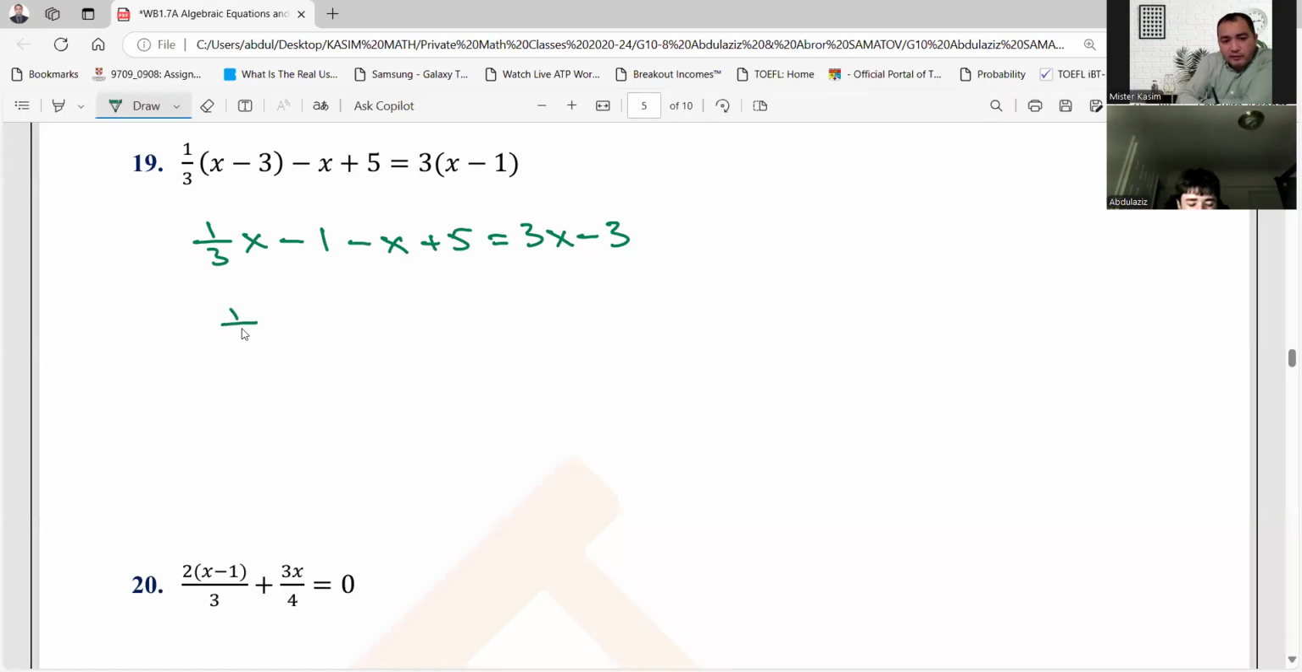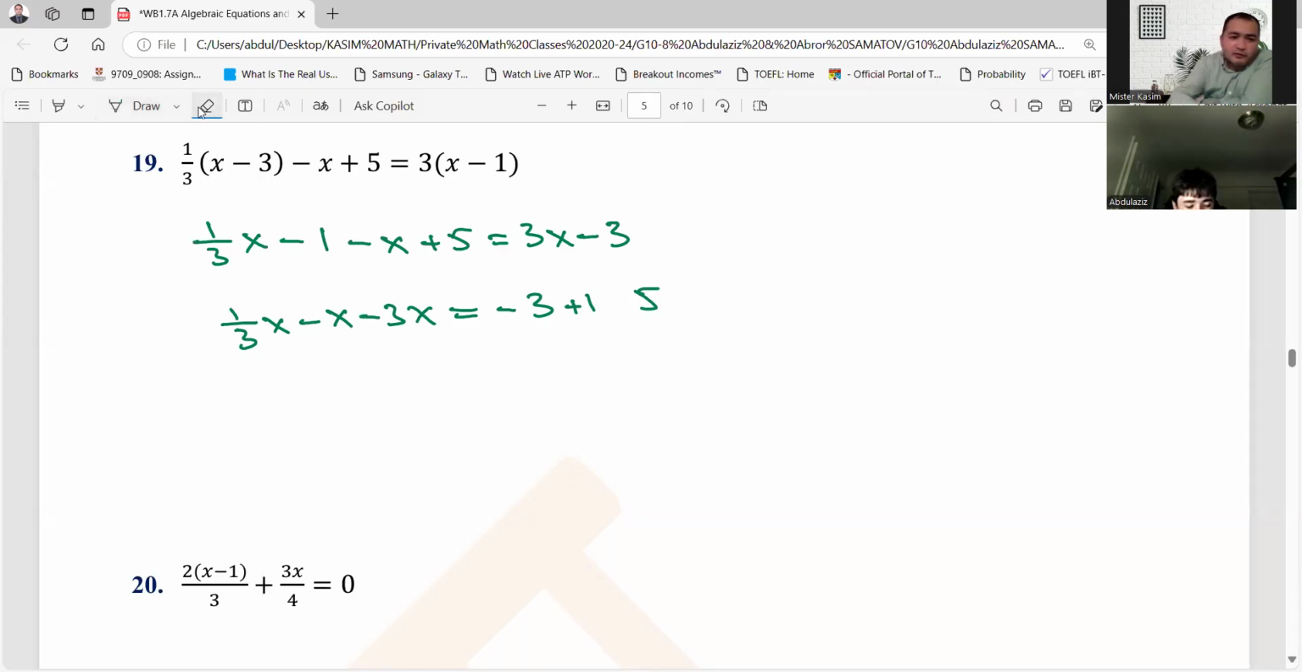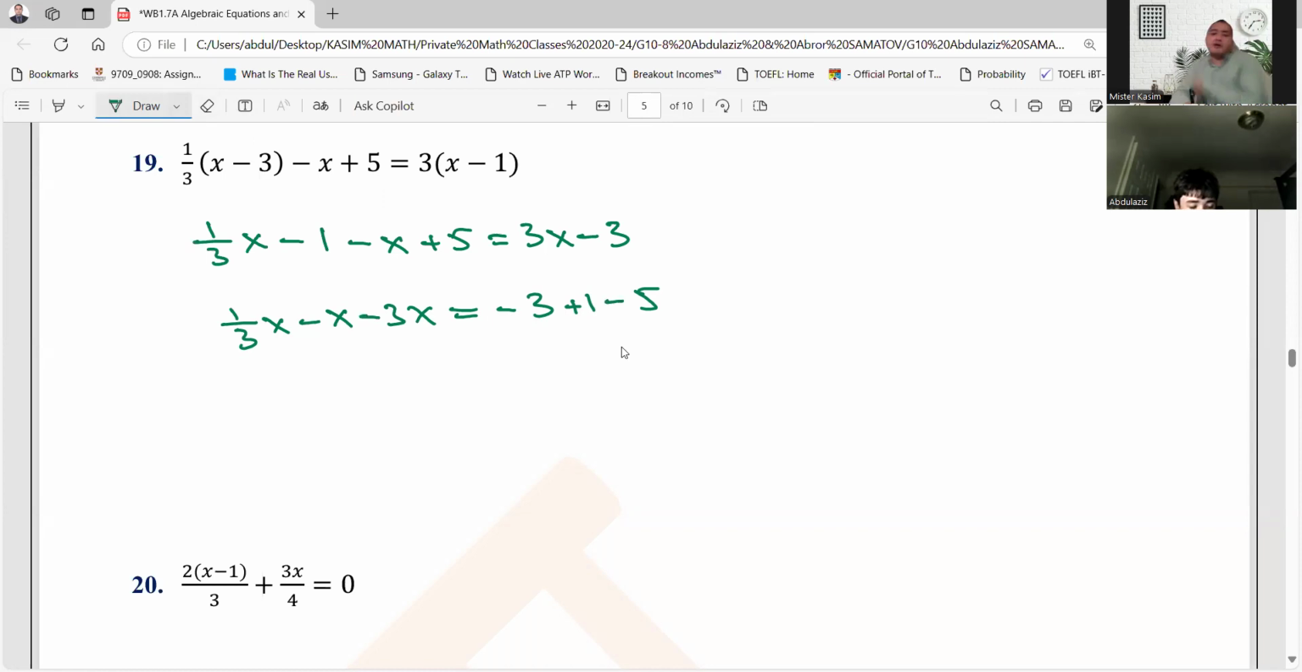Okay. And now we move all unknowns to the left, numbers to the right. So here we have 1/3 of x, and minus x minus 3x. Still, I have here negative 3 on the right hand side. And here negative 1 is positive 1. And positive 5 is negative 5, right? Now, of course, if you can simplify first, you can simplify, then move unknowns to the left and numbers to the right.